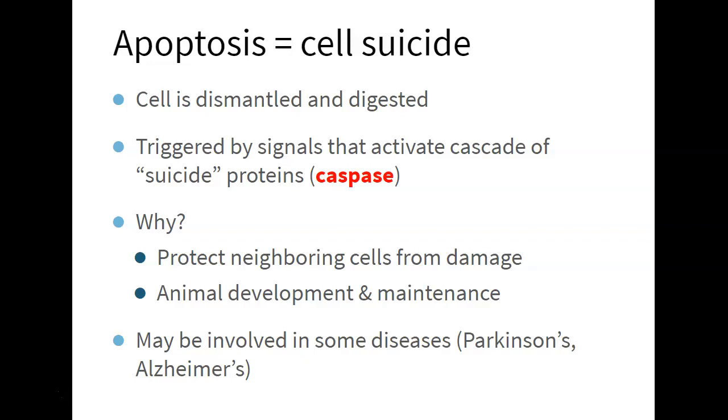But what's important to note is that this is very important in normal development and maintenance. So for example, in your hand, you have different fingers. We don't have webbed hands. If we didn't have apoptosis, we would have webbed hands. Apoptosis actually causes the removal of all of those webbed portions in between our fingers so that we actually have fingers. So it is part of normal development as well. It's also thought to be involved in certain diseases where particular brain cells are more prone to death than others. So this references Parkinson's, for example, or Alzheimer's disease.